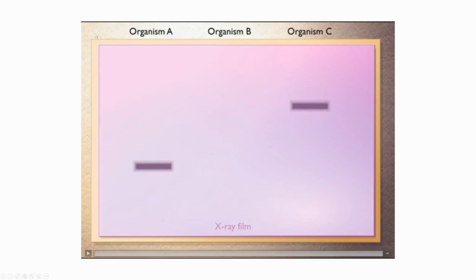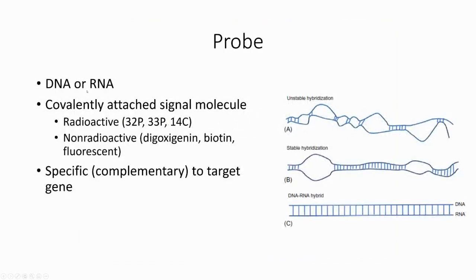So this is a typical Southern blot procedure. Then the detection method to detect the presence of the target DNA. For both Southern blot and Northern blot, the detection of signal is similar.